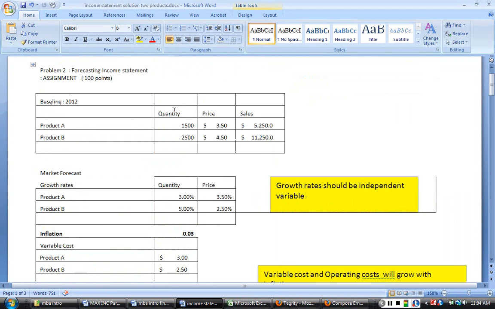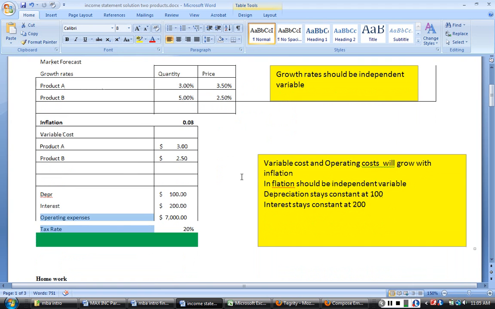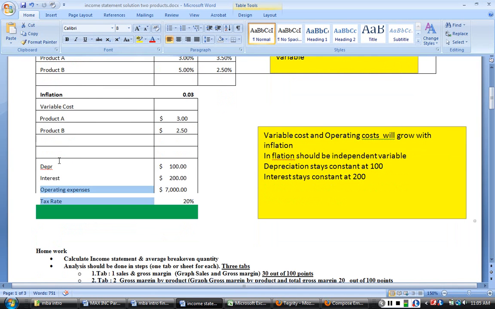Again, in a summary, two products, A and B, quantity for each this year, price they're selling it for this year, their forecast for growth, quantity, 3% for product A, 5% for product B. Price growth, how much can they increase the price every year? 3.5%, 2.5%. Inflation assumption 3%. Product cost, variable cost, how much it is. The depreciation 100. Operating expenses 7,000 and tax rate.